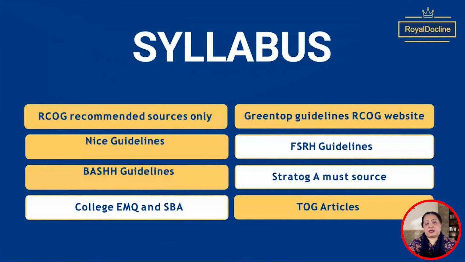Then comes the TOG articles. TOG also plays a great role, and there are a few TOG articles which are very, very important. Although different people are telling you to read the last 5 years of TOG, you are not supposed to read all the TOGs. For the TOG selection, you should be very wise and very smart. We will see what the important TOG articles are which you should read.